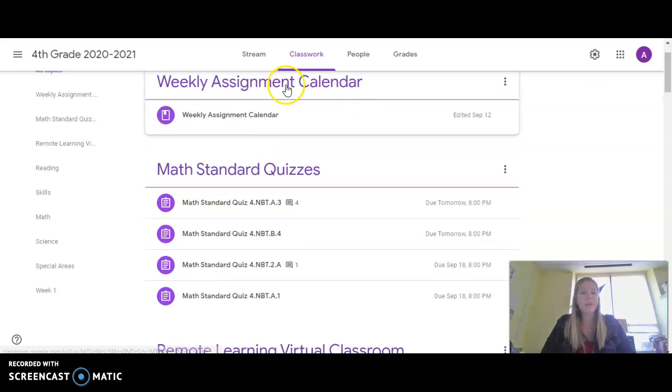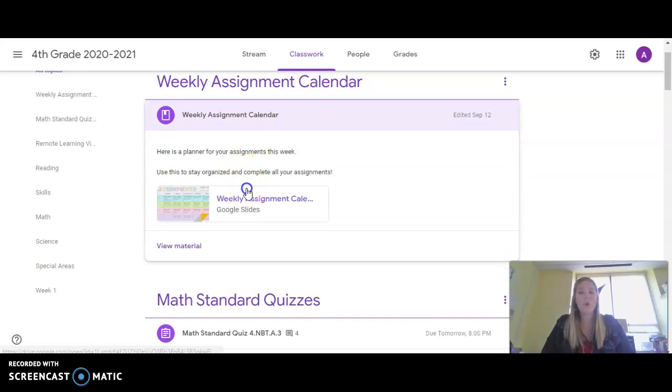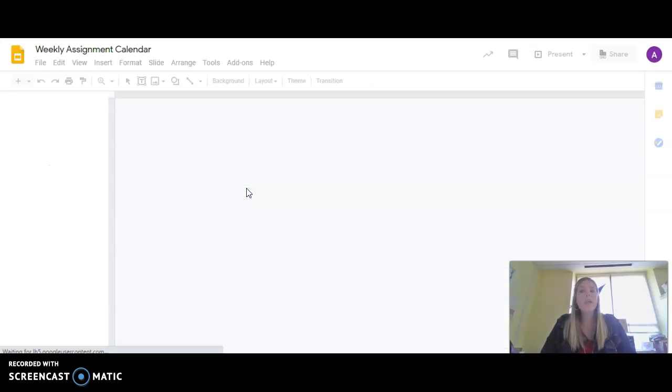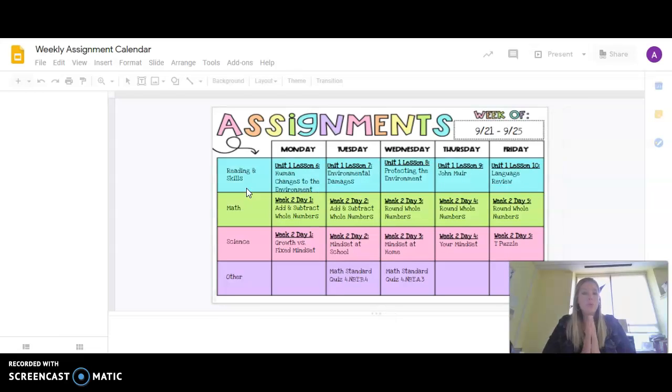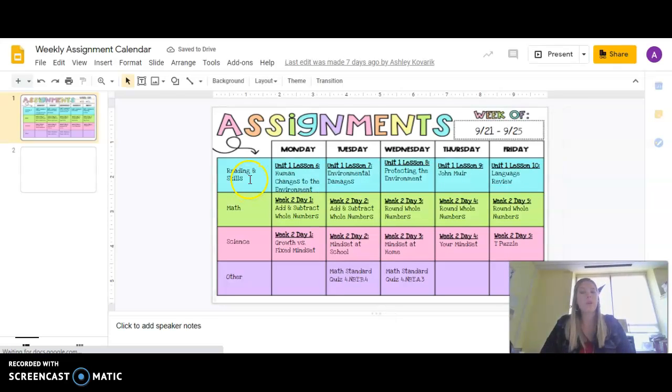There's a weekly assignment calendar. If you go to the assignment calendar and open it, everything students need to do for the week is here. For example, reading and skills. Monday, they should do Unit 1, Lesson 6. Tuesday, they should do Unit 1, Lesson 7.